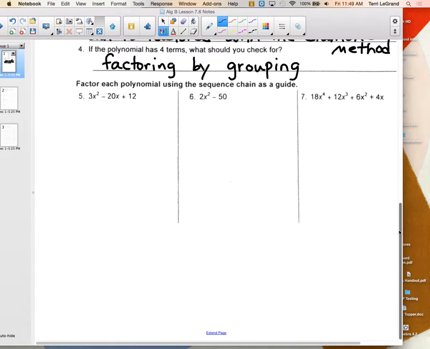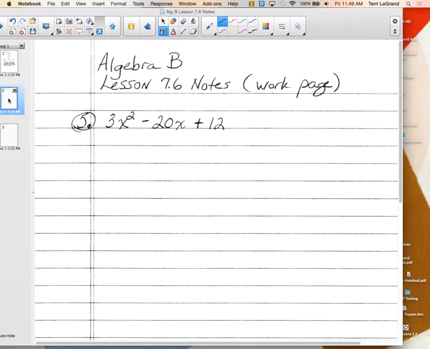So factor each polynomial using the sequence chain as a guide. This is where we're going to go to our work page. So go to the work page. We're just going to come back here and put our answers on that page. Okay? So we have the polynomial 3x squared minus 20x plus 12. What's the first thing we're going to look for?